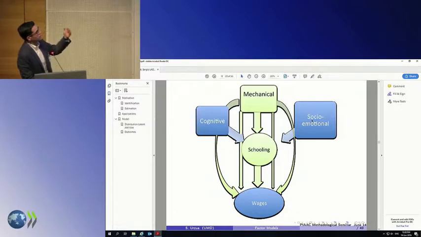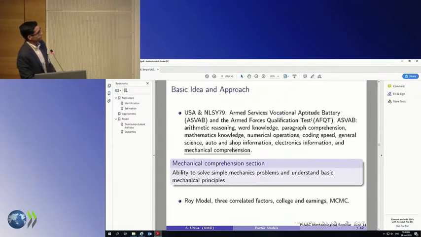So think about this as mechanical ability being correlated with cognitive. Actually, we show the correlation is pretty big. There's social-emotional skills as well. The three components affect schooling, and then you have the effect on wages.